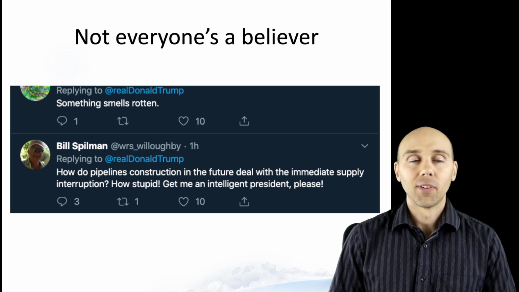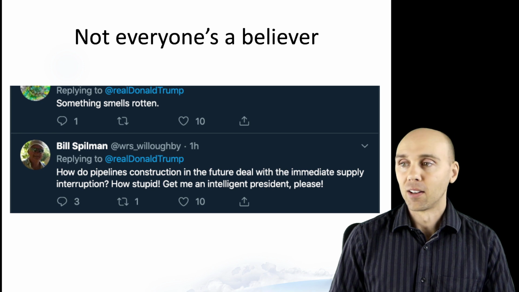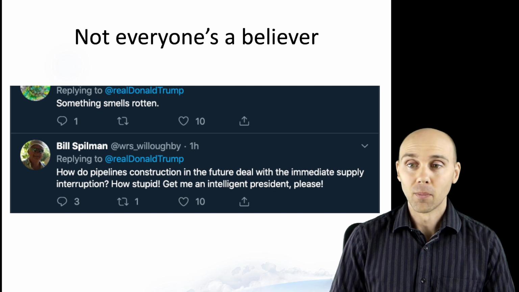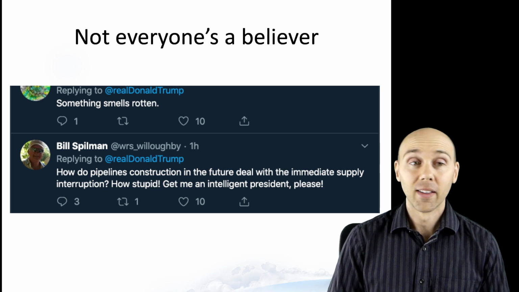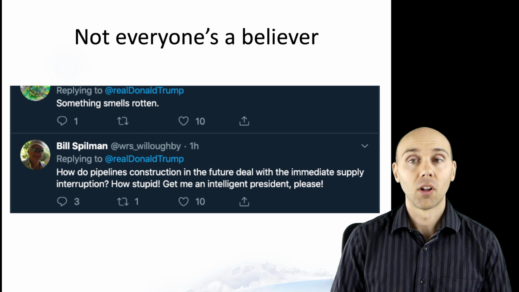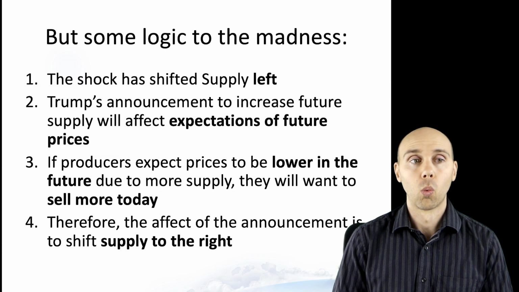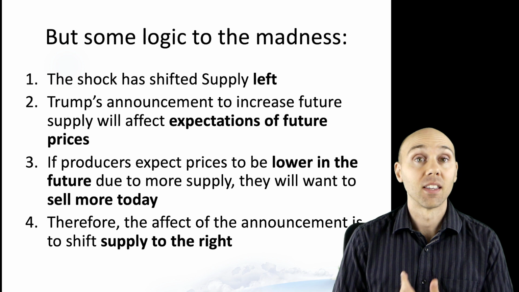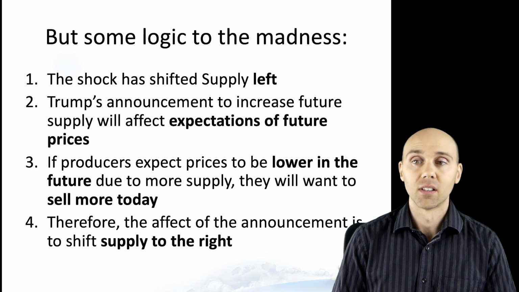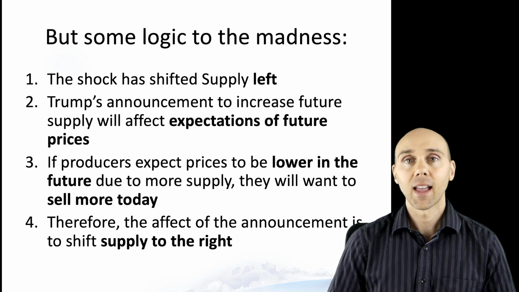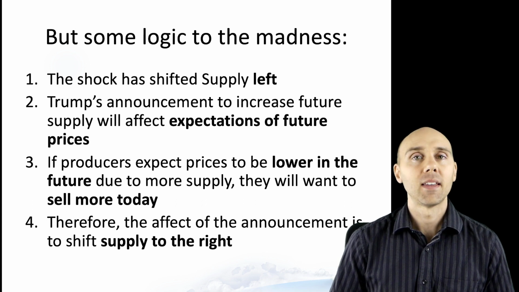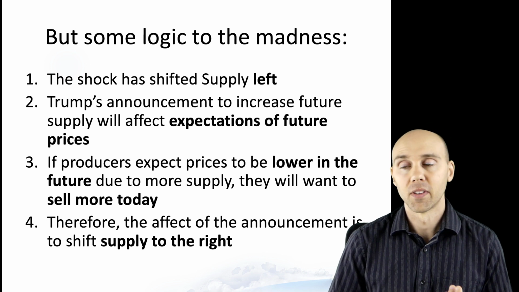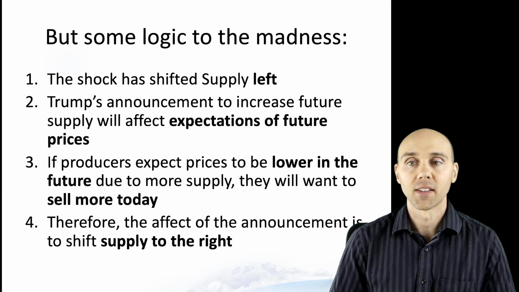Now, it's not often I find myself defending the economic policies of Trump, because usually he's not following conventional theories there at all. However, in this case, there was certainly some logic actually to what he did by announcing this future increase in supply, because the attack on the Saudi processing plant had led to an immediate supply shock, moving the supply curve to the left, and that's what led to this massive increase in price.